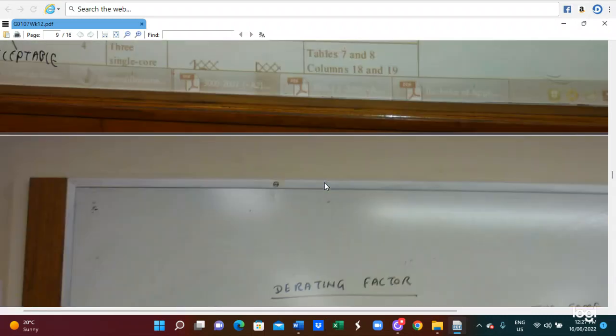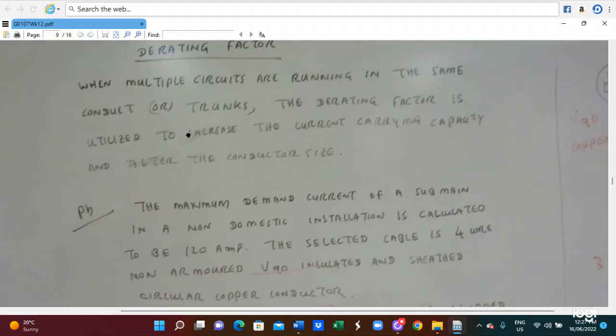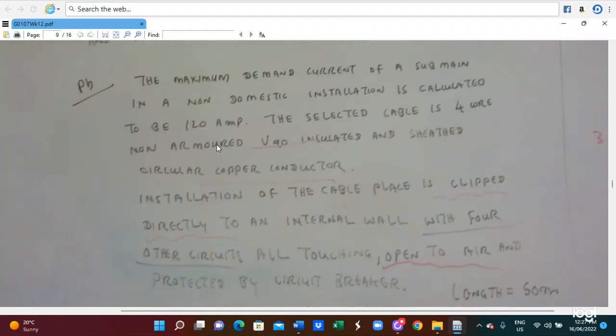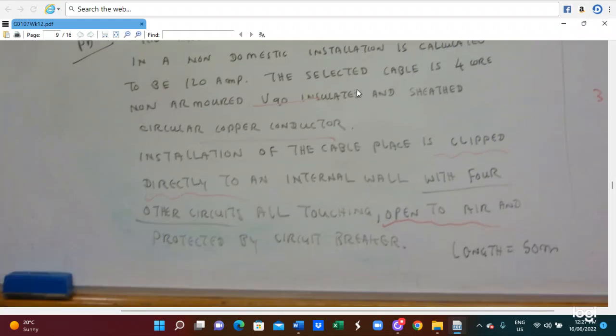This is the application of the derating factor. The derating factor applies when multiple circuits are running in the same conduit or trunk. The derating factor is utilized to increase the current carrying capacity and also the conductor size. In this case, our maximum demand current of the summary in the non-domestic installation is calculated to be 120 ampere. The selected cable is a 4-core non-armoured V90 insulated circular copper conductor. The cable is clipped directly to the internal wall with a full outer circuit, touching, open to the air and protected by the circuit breaker.